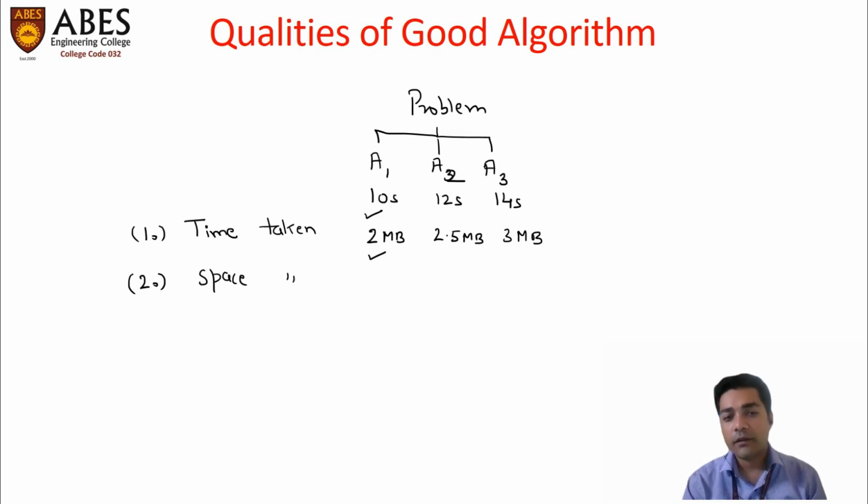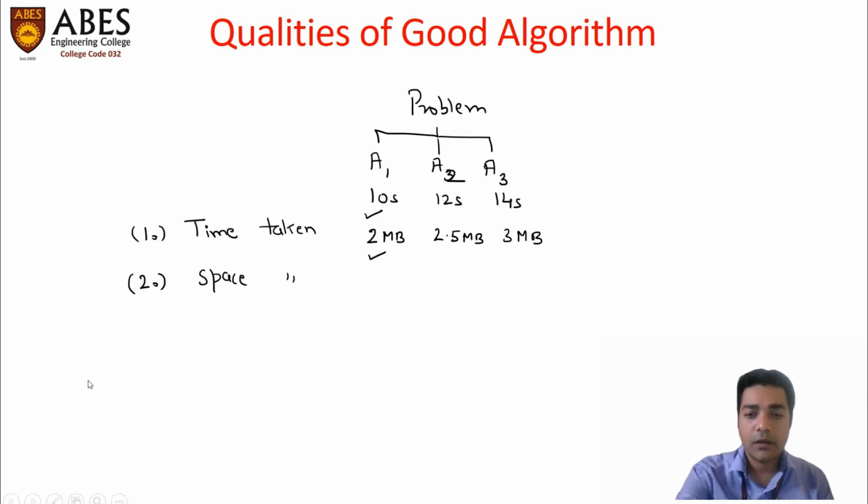Now that is a situational thing. From the top of my head, we are going to take the algorithm which takes a lesser amount of time. But if the need is to use a lesser amount of memory, we are going to take some other algorithm which is taking a lesser amount of memory, depending on the problem. So these are the two main parameters.